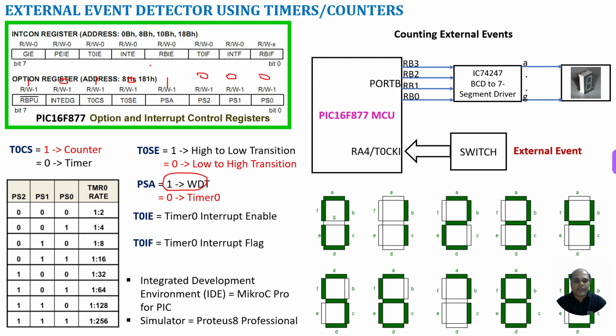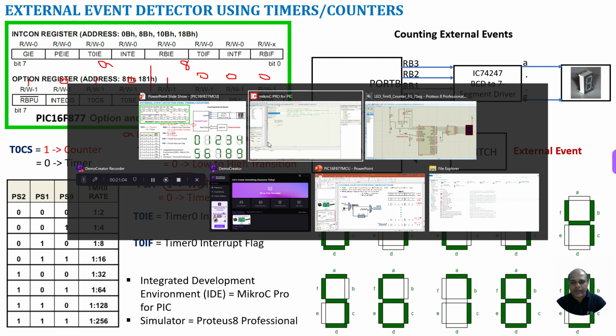So in that case, what happens? This is A8. If I put A0 for option register, then I try to count every second event. Every second event will be counted. If I put A8, then every event will be counted. So that is the difference between A0 and A8 here. We can change this and see how it works in our program.